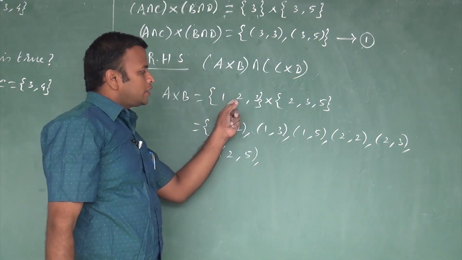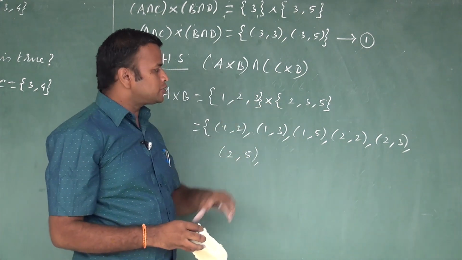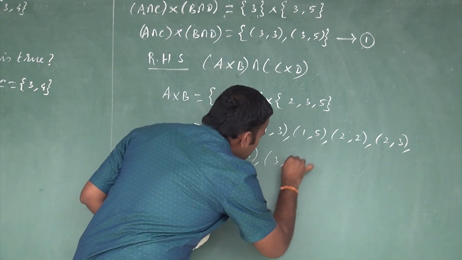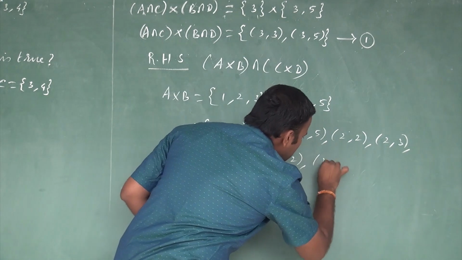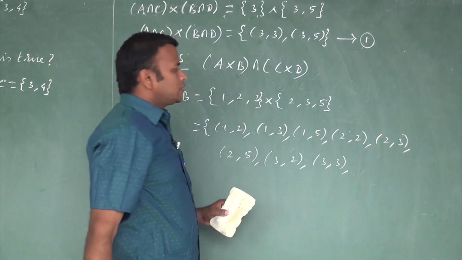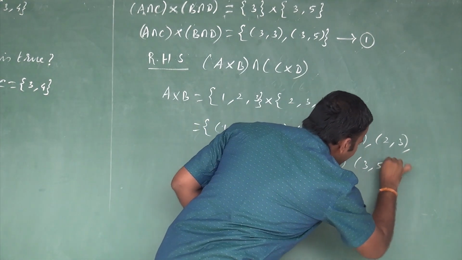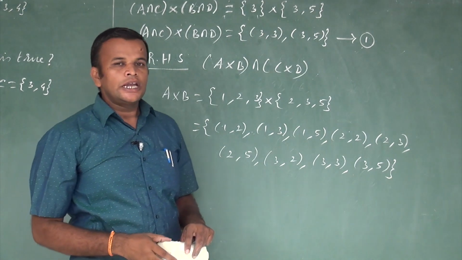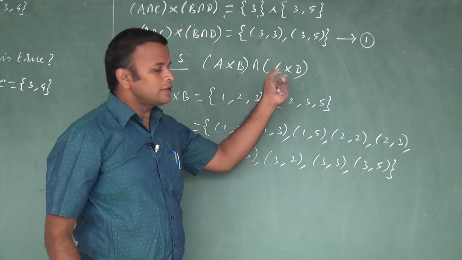Next, after 2, the next element is 3. We move on. So the next possible ordered pair is 3, 2. The next one is 3, 3, and the last one is 3, 5. So that is the value of A cross B. Next we find the Cartesian product of C cross D.